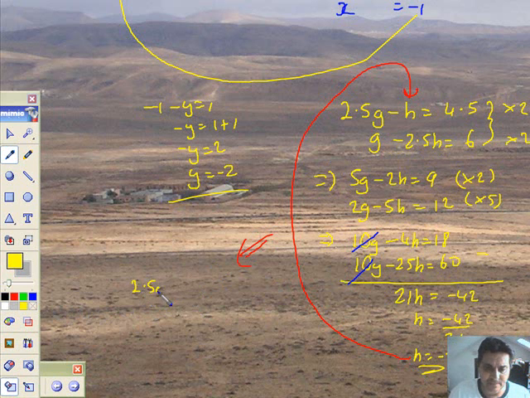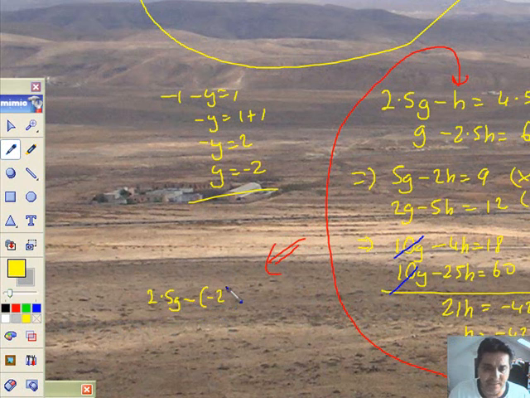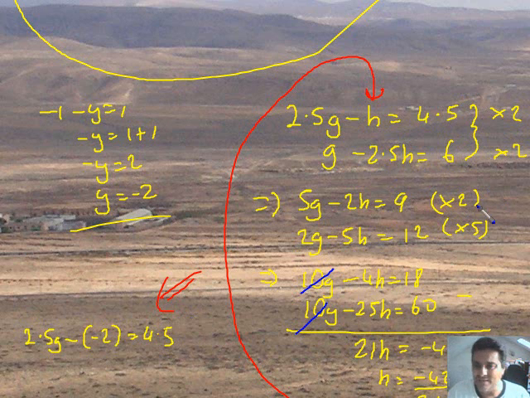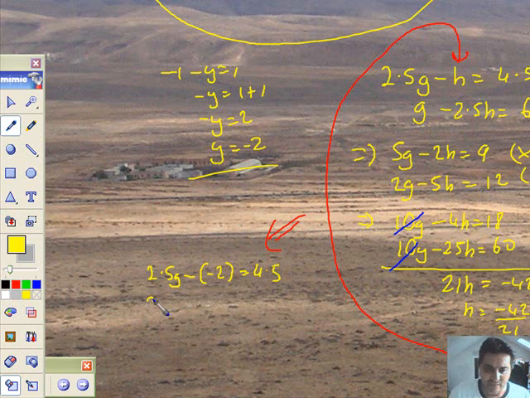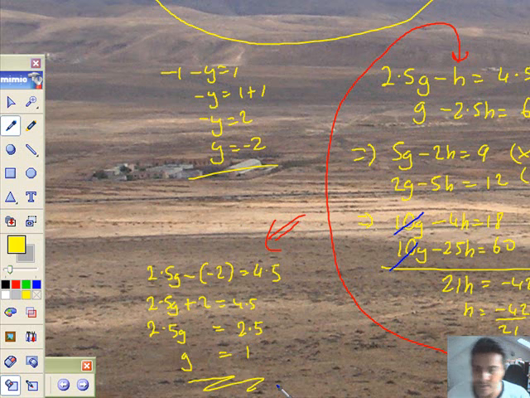So I've got 2.5g minus minus 2. Please watch that. It's a minus minus 2, and that comes to 4.5. Please note, I don't need to double up and do anything. Stick it in the simplest original unchanged equation. So I've got 2.5 lots of g plus 2 makes 4.5. And 2.5g will be 4.5 take away 2, which is 2.5. And when I divide by 2.5, g is going to be 1. Isn't that beautiful? All that hassle just for that.